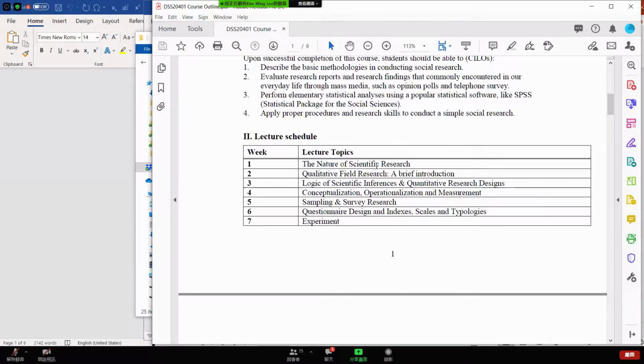So today we will talk about the nature of scientific research. I will distinguish qualitative research from quantitative research. Qualitative, as in the video I showed you at the beginning of the class, is about doing some observation, interviewing, all this kind of thing. Quantitative research is about numbers. That means it's related to statistics. So these are two types of research methods.